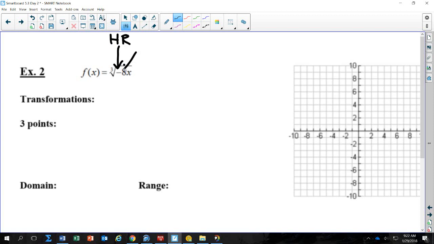And then what is this 8? What does the 8 do? What kind of transformation? X is being multiplied by 8. Say it loud. It is a shrink. What kind of shrink? Horizontal shrink. Very good. So anything under the radical is going to be horizontal, right? Anything outside the radical is vertical. So we've got this horizontal reflection.